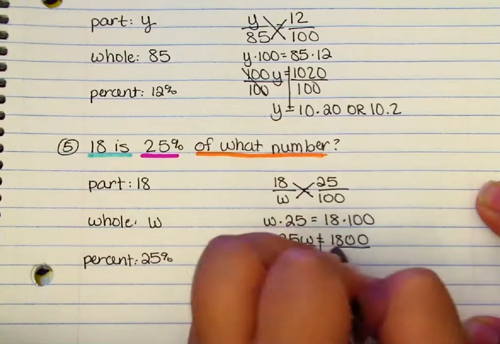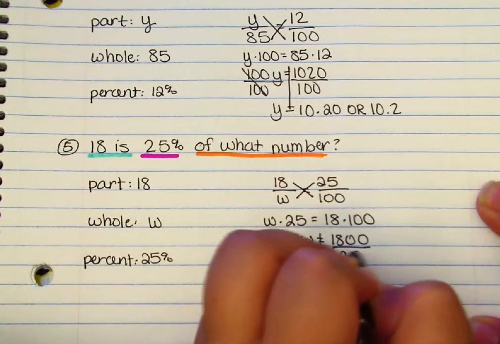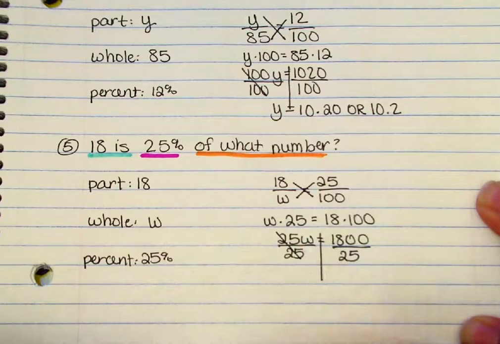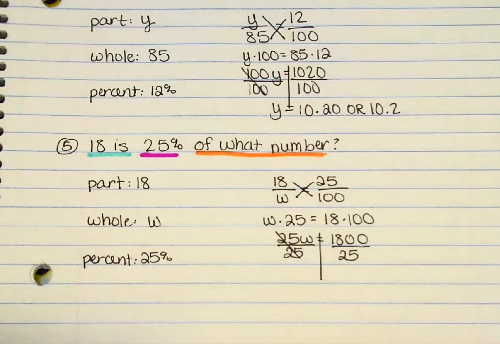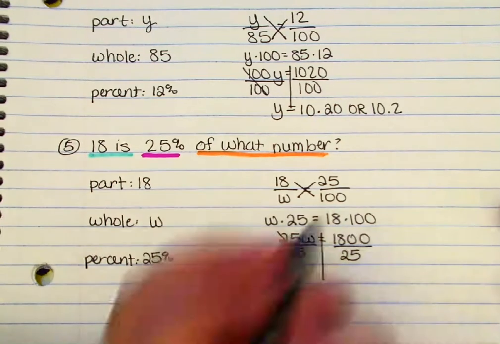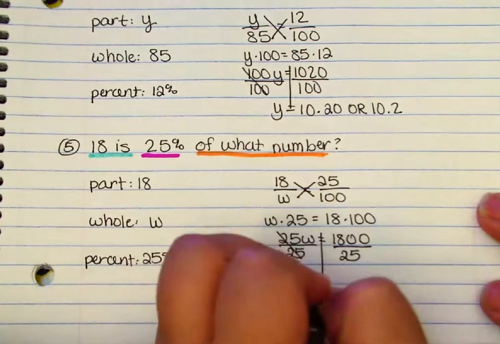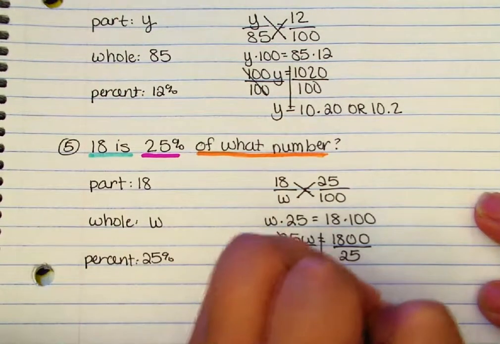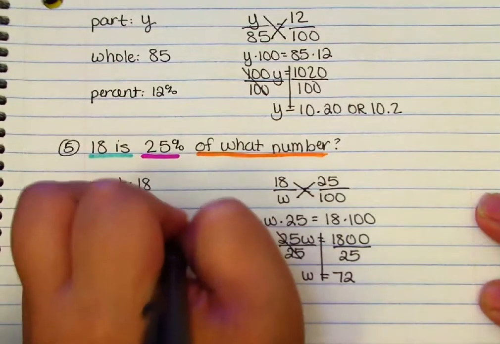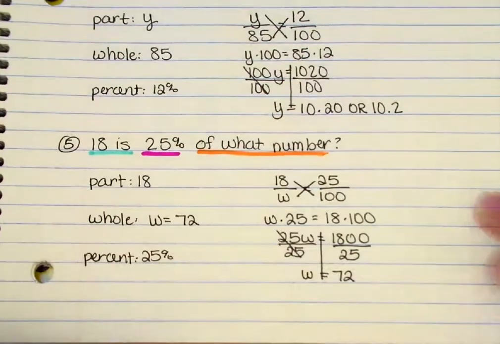So one of the reasons we don't divide first, guys, because I can hear you asking that, is because of order of operations, which we'll get into later. You might have already seen it. If you have, that's awesome. If you haven't, don't worry, we're going to get into it later. So now we do 1800 divided by 25, and W equals 72. So our whole number is 72.